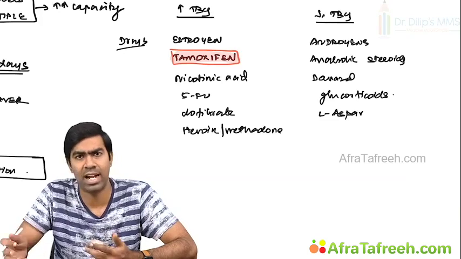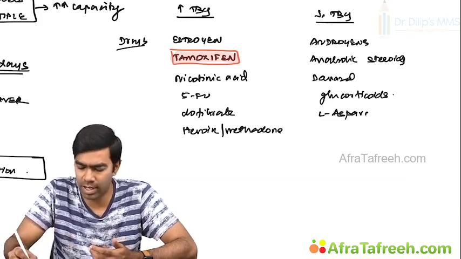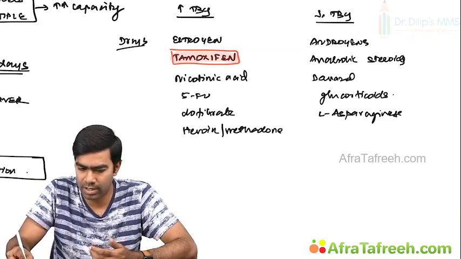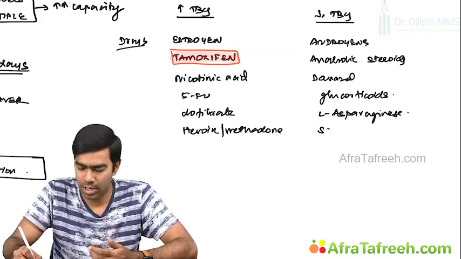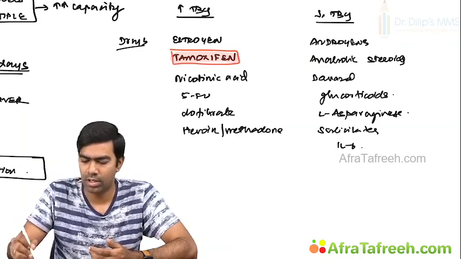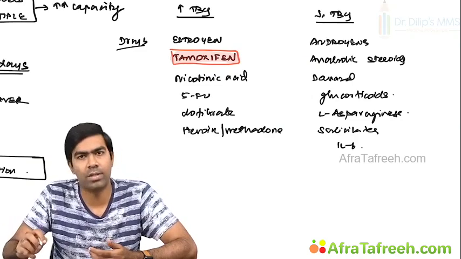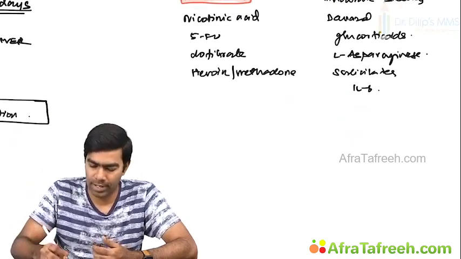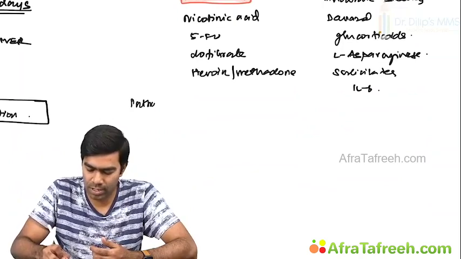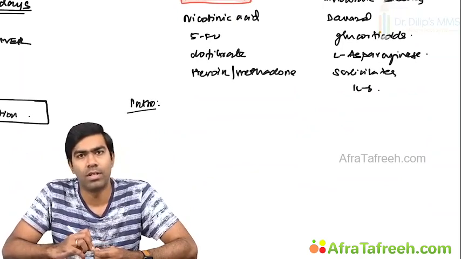5-fluorouracil is an anti-cancer drug that increases TBG. Similarly, L-asparaginase is an anti-cancer drug that can reduce the TBG. And salicylates, interleukin-6, all this can actually reduce the TBG levels. And next, what are the pathophysiological states that can alter the TBG?